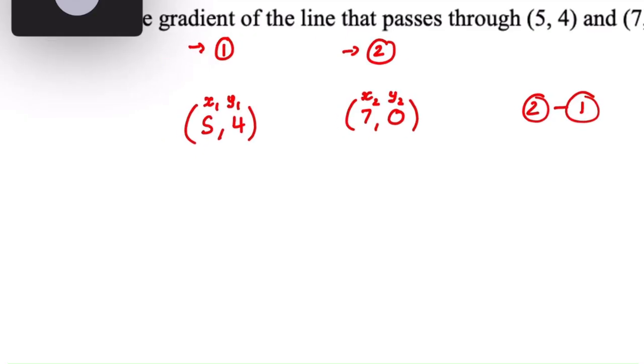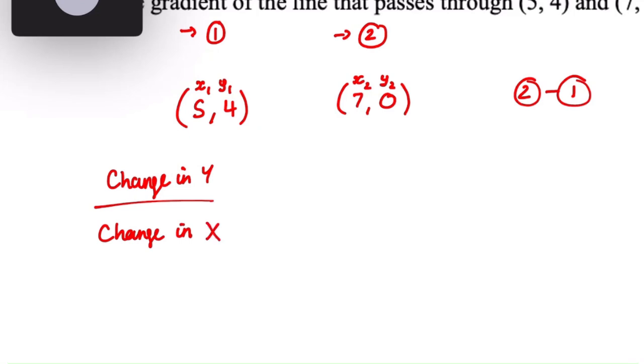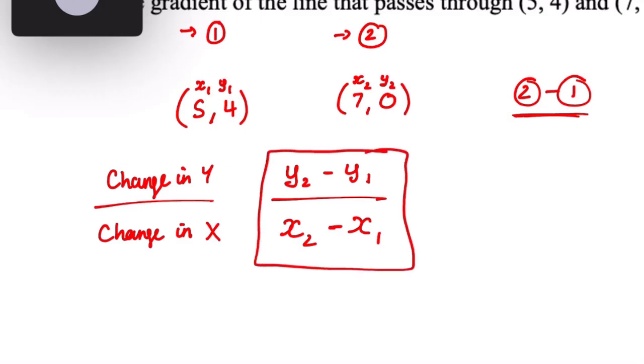And then our formula to work out gradient is change in y divided by the change in x. That's our formula. So what we're going to do now is 2 subtract 1. We're going to do y2 subtract y1 divided by x2 subtract x1. If you want to note this down, you can, because if this is the first time you're doing this, this might be helpful.